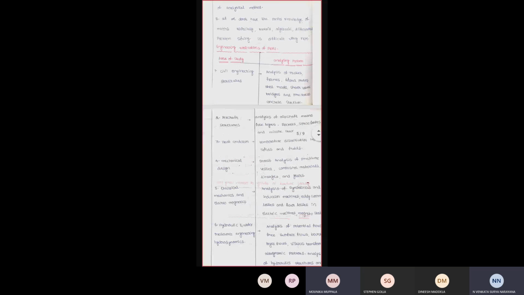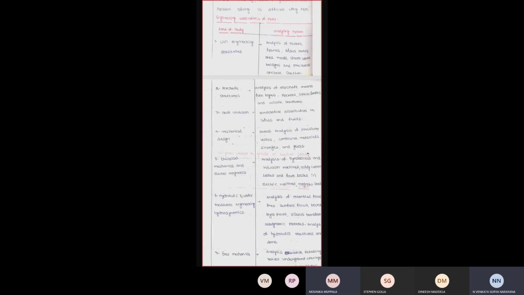Next, coming to engineering applications of FEM. I am discussing engineering applications of FEM based on area of study and analyzing the problem. First of all, I am taking civil engineering, your branch. In civil engineering, we are analyzing trusses, frames, and pre-stressed concrete structures.